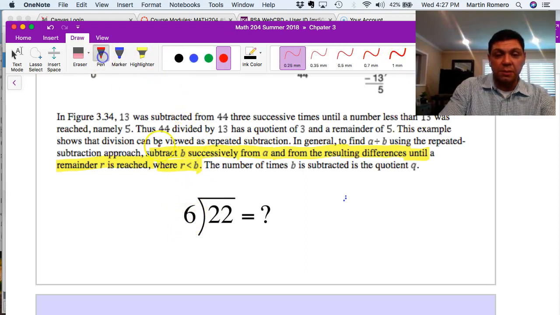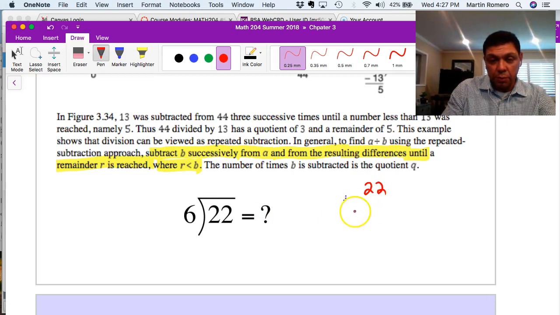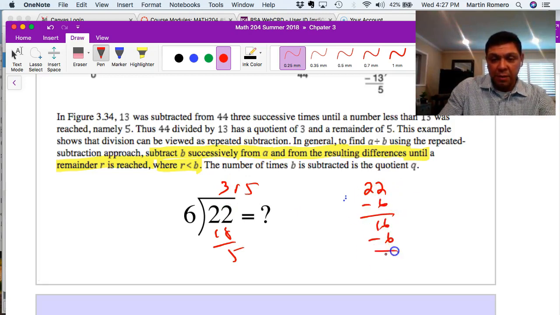So how would I do this problem right here? You start with 22. We know it's 3 remainder 4. But how would we do it with subtraction? Just continue to subtract 6, and continue to subtract 6.